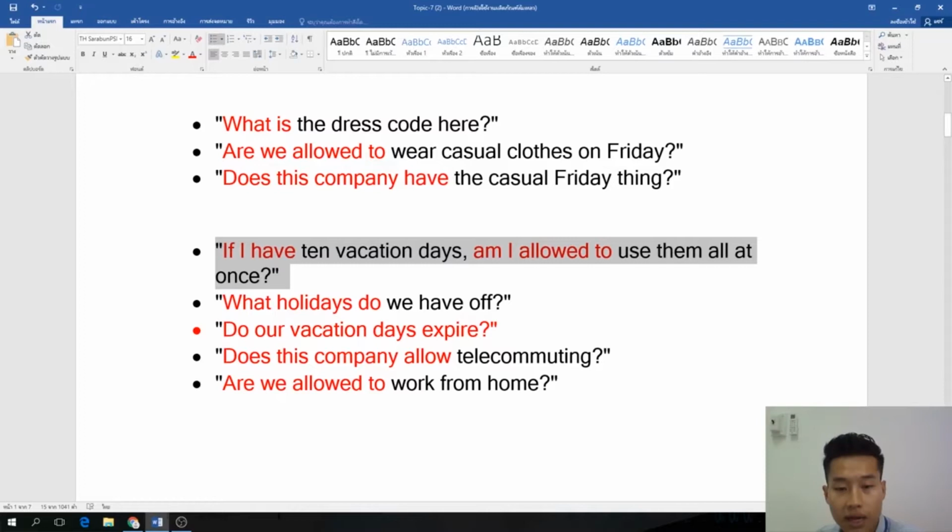That this is going to be allowed: telecommunicating. What does telecommunicating mean? Telecommunicating means we use technology, like calling by telephone or a cell phone. That the company allows, like the same meaning.